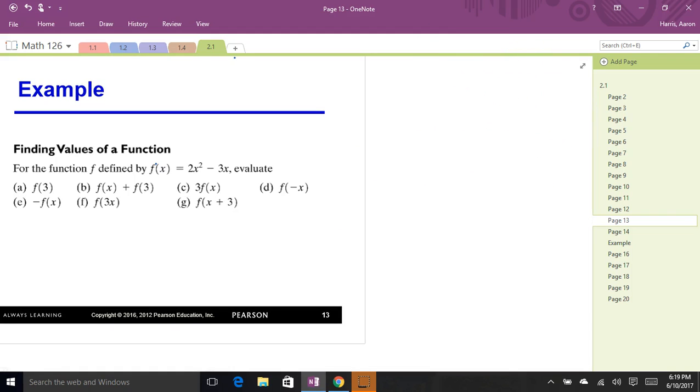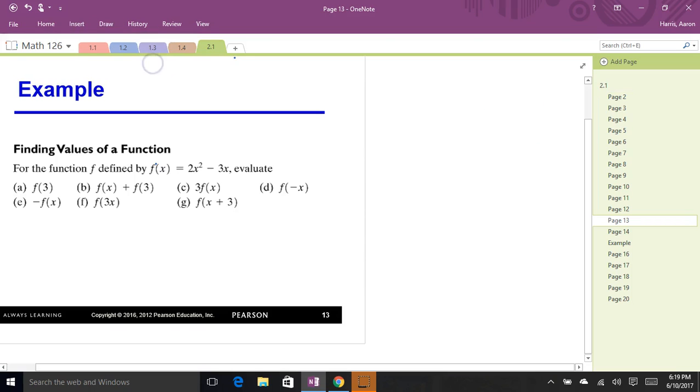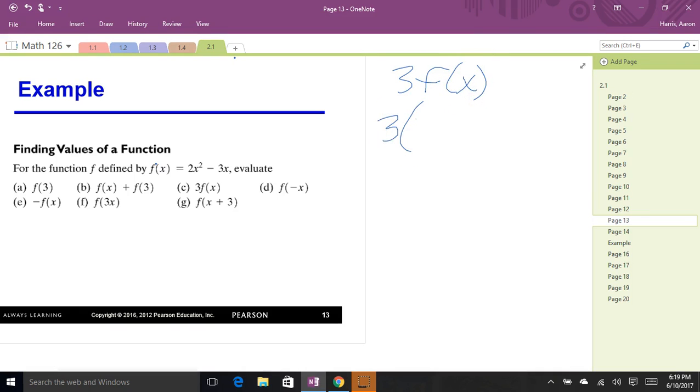Alright, let's do a couple more here. Let's do this 3f of x. That just says take 3, multiply by f of x. What's f of x? 2x squared minus 3x. And you just multiply that.